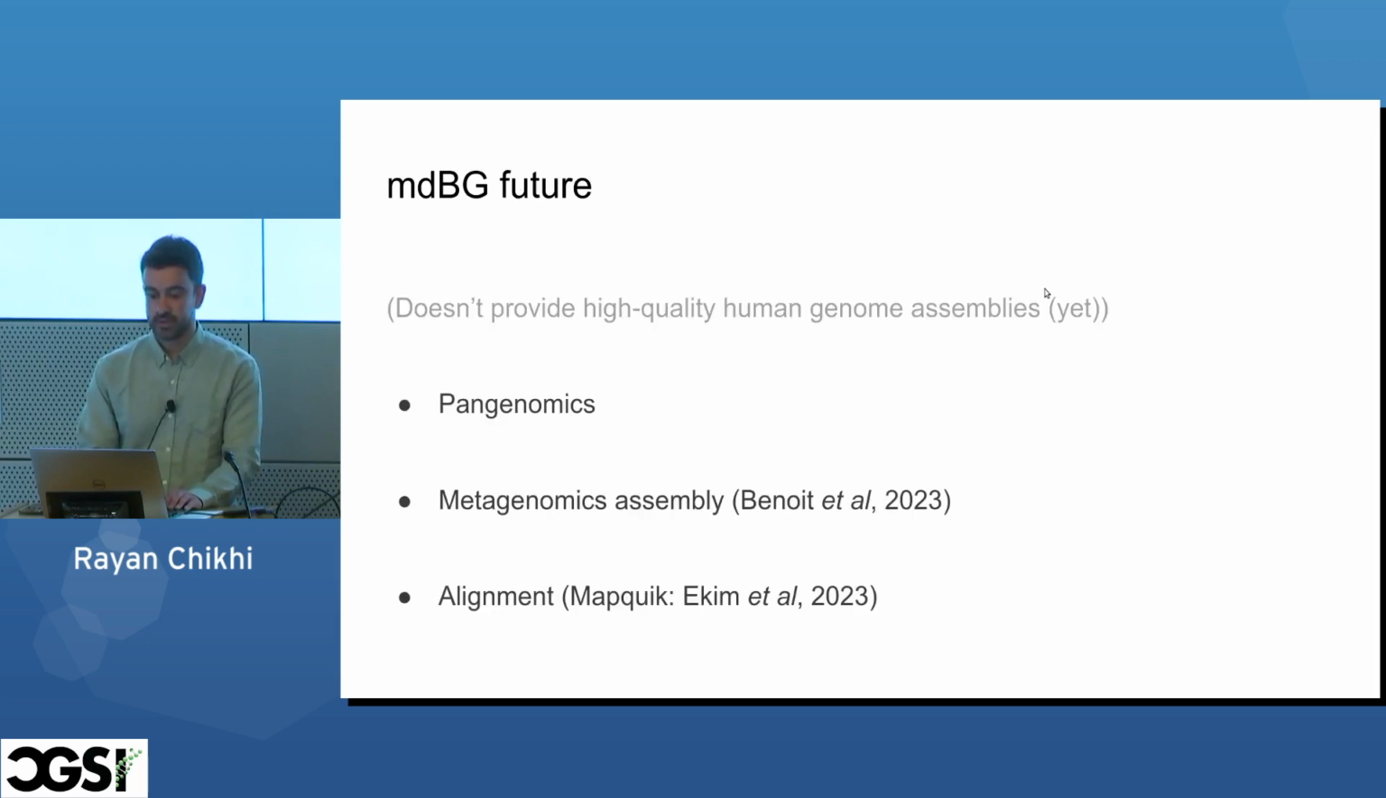In terms of the future of mDBG, we realize now that it doesn't provide high-quality human genome assemblies, so that wouldn't be the right focus for this project. However, it seems to work well for pangenomics, and in fact, we also applied it to a well-performing metagenome assembler that we preprinted a few weeks ago. And it is also the basis of MapQuick that I demonstrated yesterday for alignment.